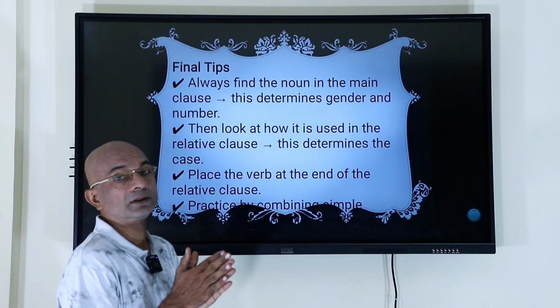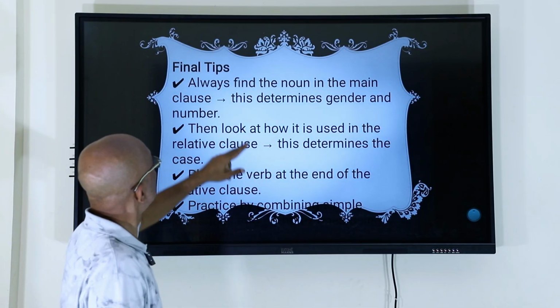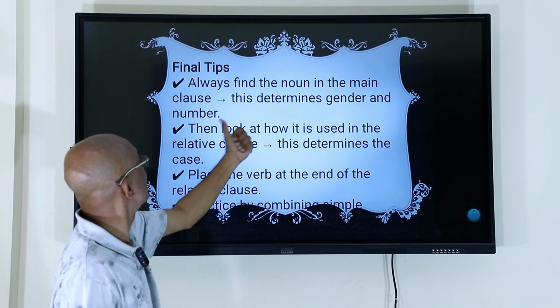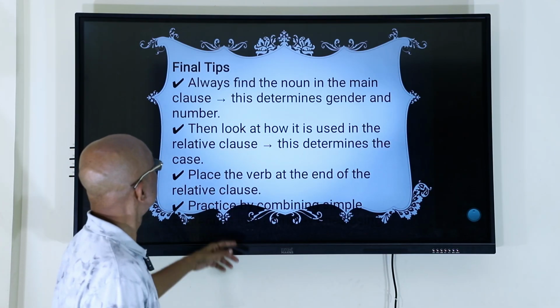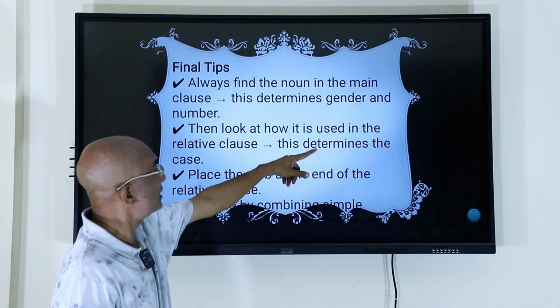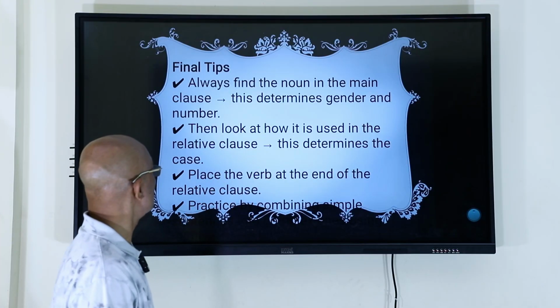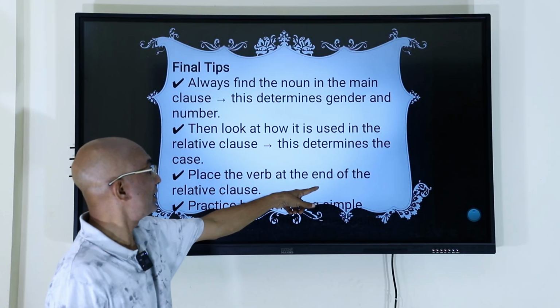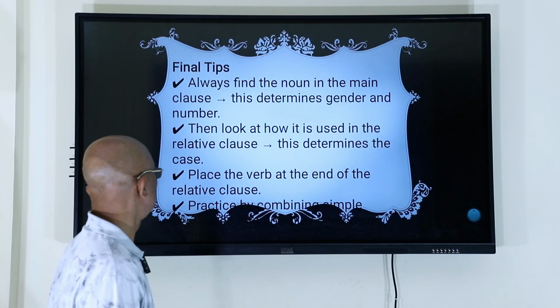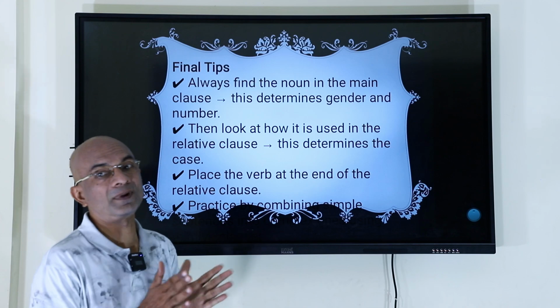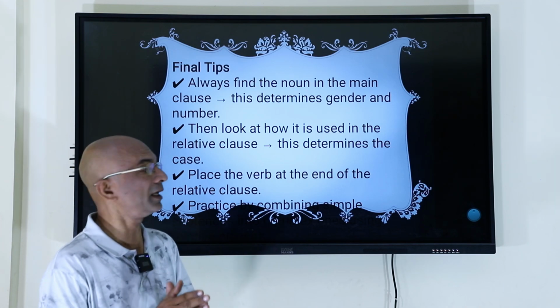Okay. So, final: always find the noun in the main clause. This determines the gender and number. Then look at how it is used in the relative clause. This determines the case. Place the verb at the end of the relative clause. Okay? Practice by combining simple sentences. Okay?